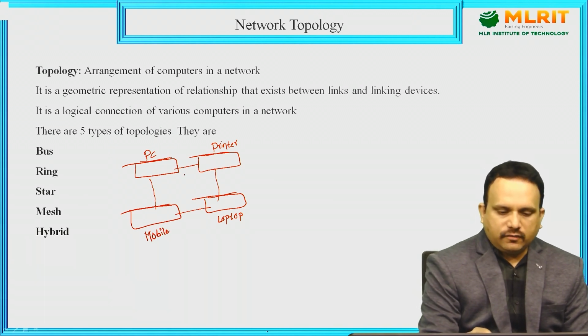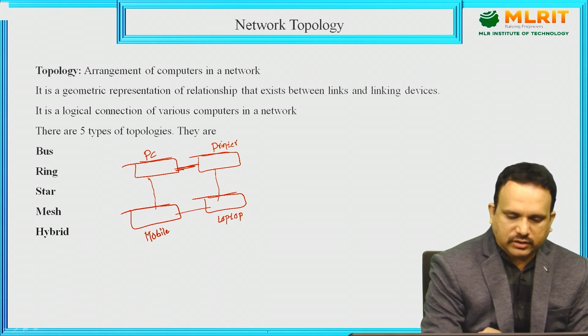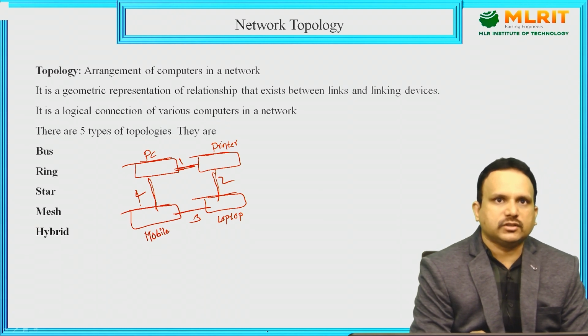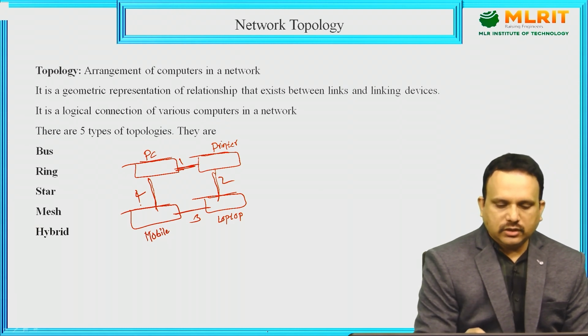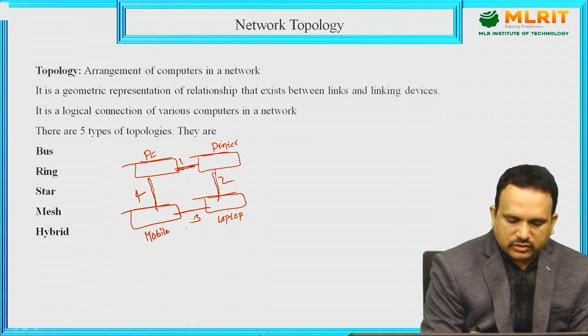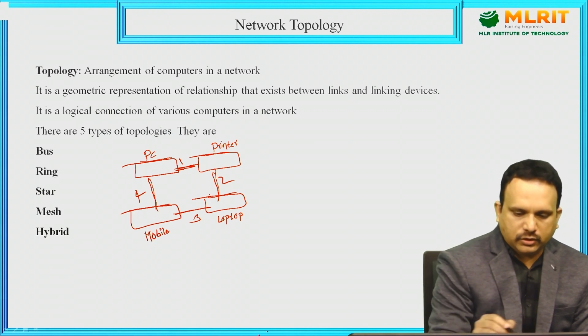These communicating devices are connected by communication links. We call it a communication link. This is 1, this is 2, this is 3, this is 4. These are the communication links. How are you going to arrange these communication links? The arrangement of communication links is done with the help of a topic called topology.